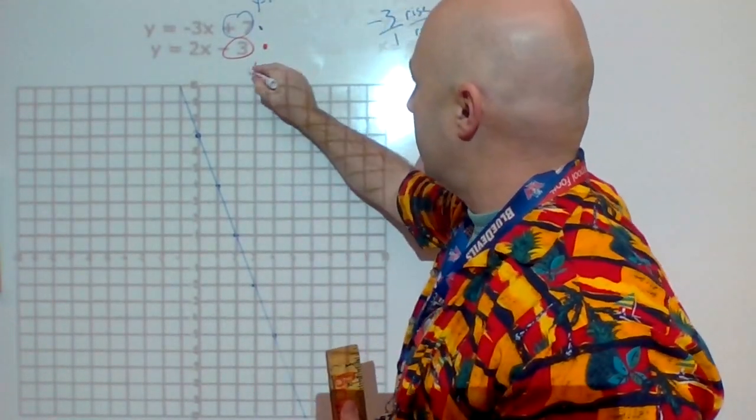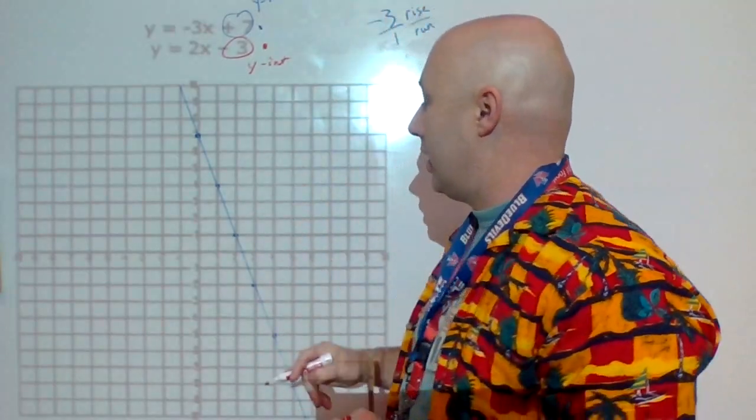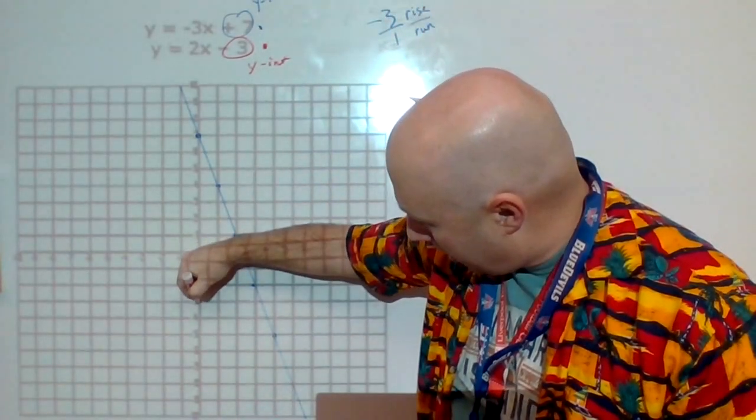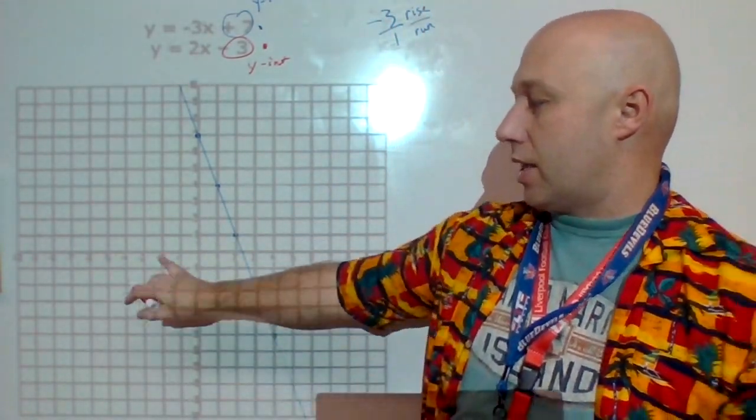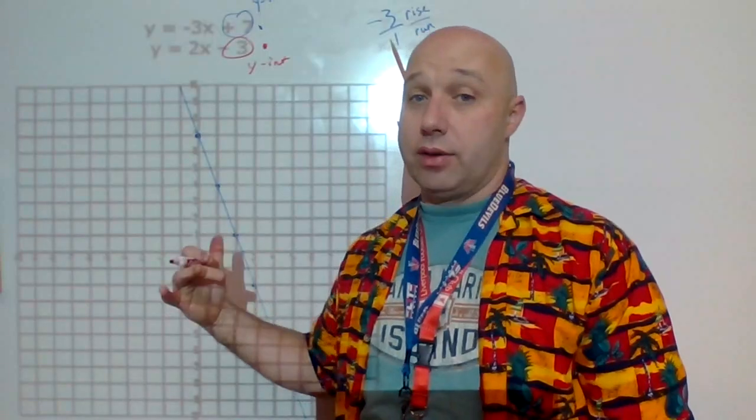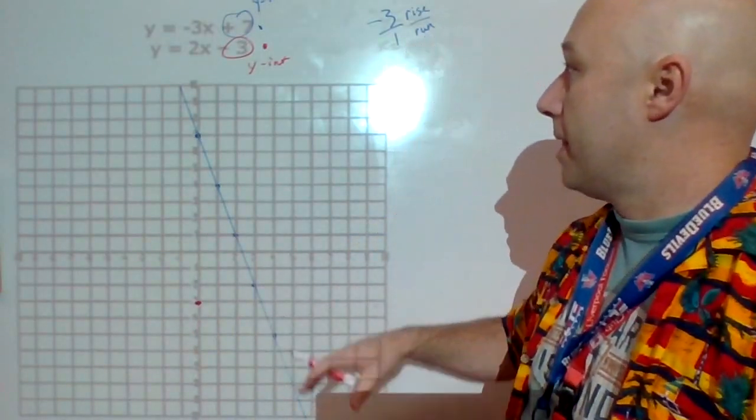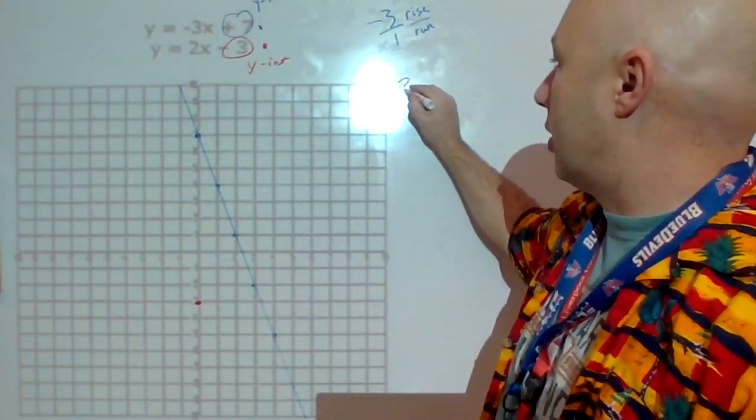The y-intercept is negative 3, so we start at negative 3 down here on the y-axis. A common mistake is putting it on the x-axis. It's a y-intercept, so it has to be on the y-axis. The slope for this one is 2, so we go 2 over 1.